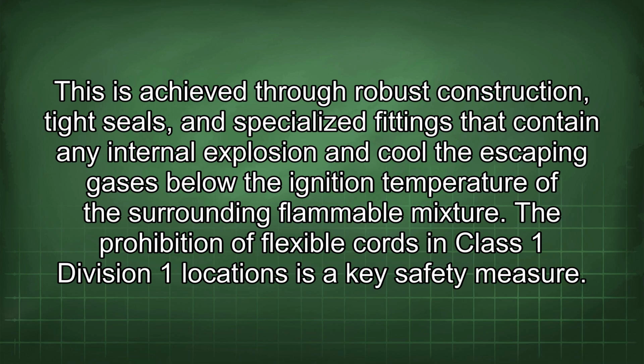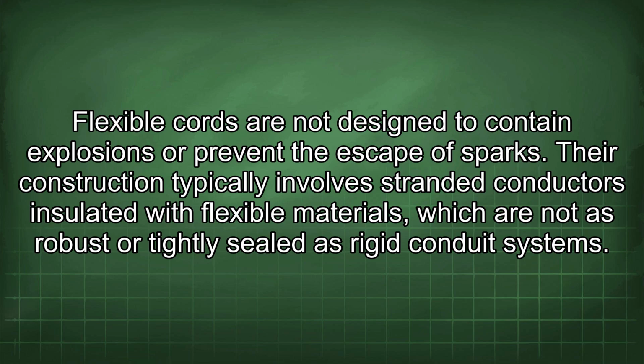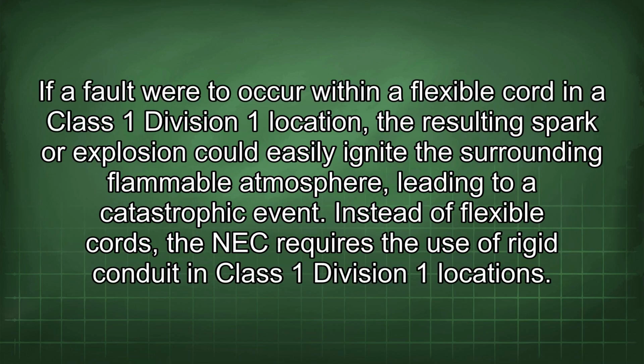The prohibition of flexible cords in Class 1 Division 1 locations is a key safety measure. Flexible cords are not designed to contain explosions or prevent the escape of sparks. Their construction typically involves stranded conductors insulated with flexible materials, which are not as robust or tightly sealed as rigid conduit systems. If a fault were to occur within a flexible cord in a Class 1 Division 1 location, the resulting spark or explosion could easily ignite the surrounding flammable atmosphere, leading to a catastrophic event.